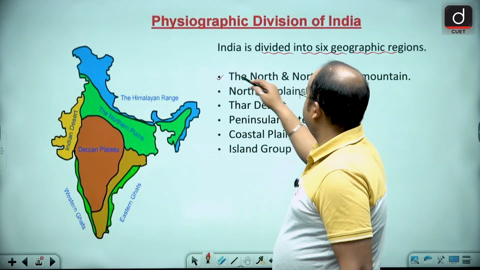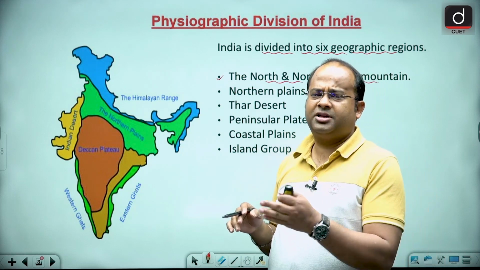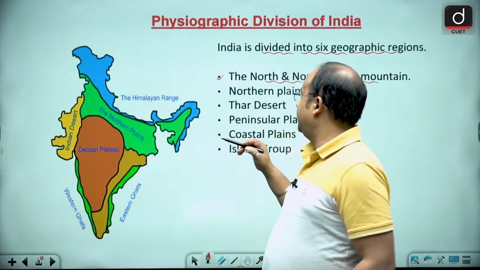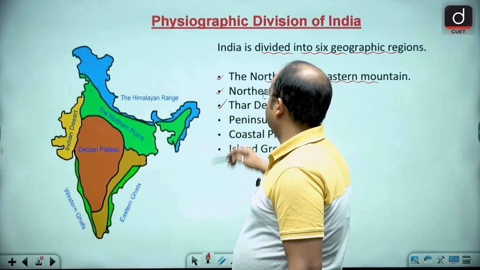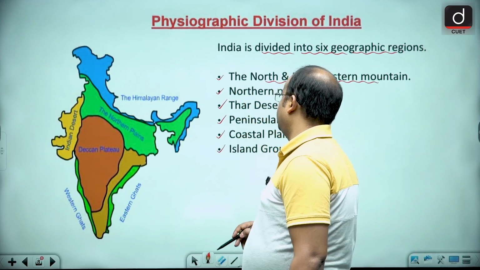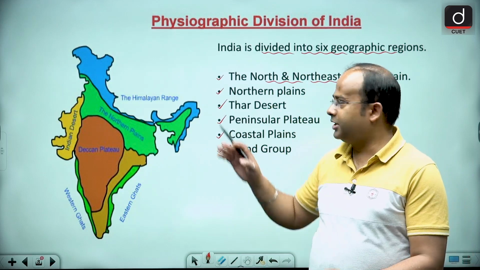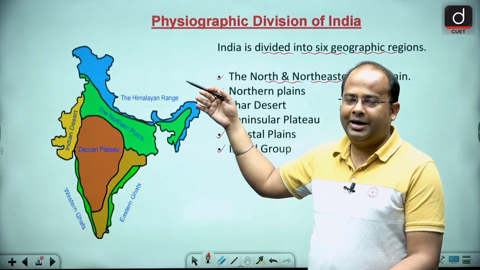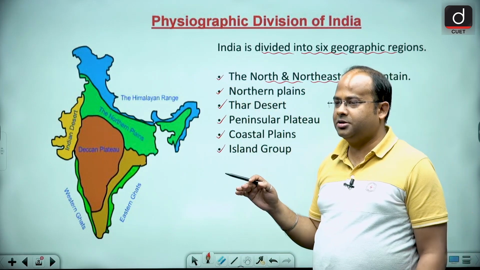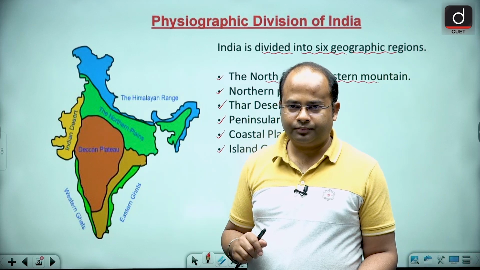First is the north and northeastern mountain. And the northeastern mountain, guys, is the extension of the Himalayas, that is the Purvanchal. Next we have the northern plain, then the Thar desert, the peninsular plateau, the coastal plain and the island group. So these are the 6 geographical divisions of India. In today's session, guys, I will be discussing the north and northeastern mountain. I hope it is clear to all of you.